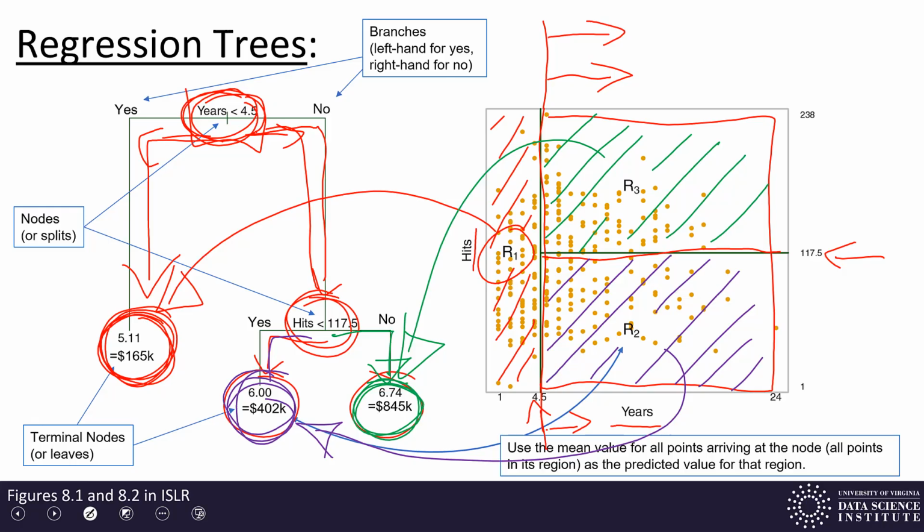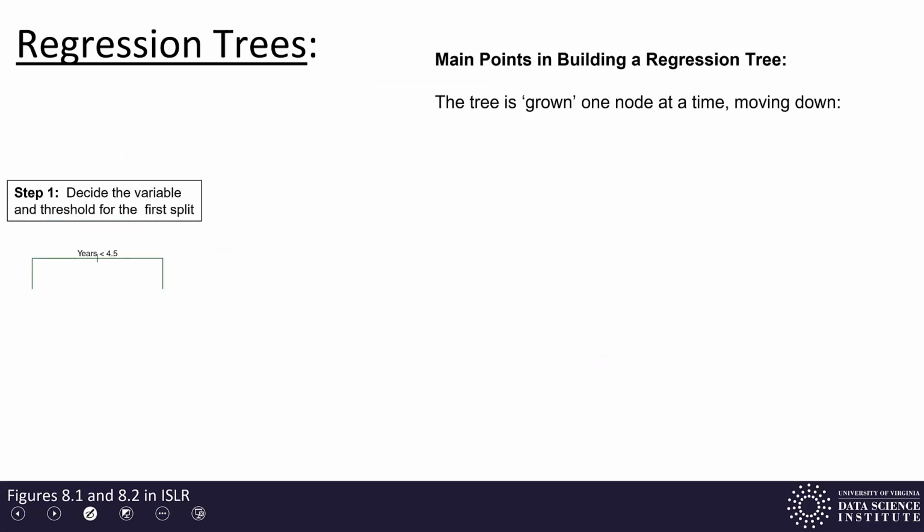Okay, and as we've talked about for each box, so for region 3, how did we estimate this as 845,000? We took the average of every point in that box. The average salary for all the people in that box was 845,000, so we apply that as the predicted value for anybody winding up in that box.